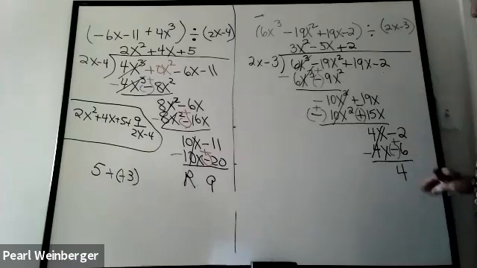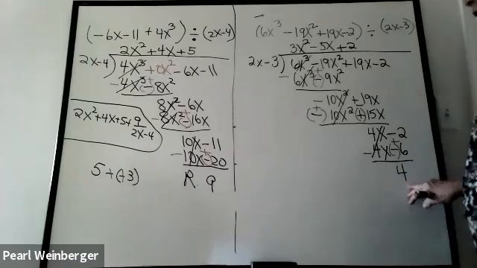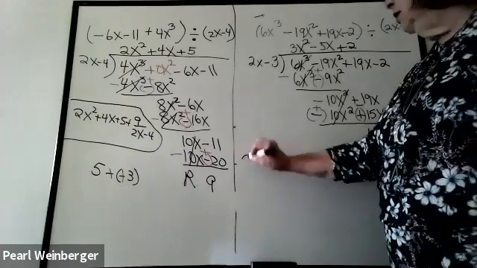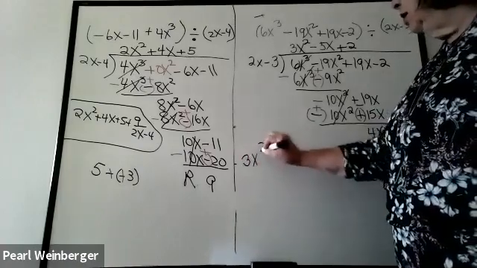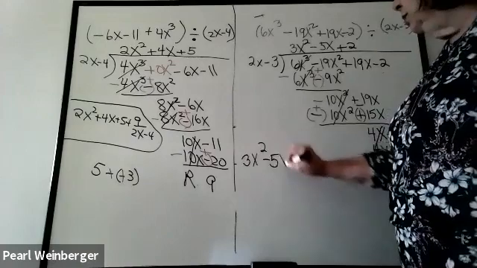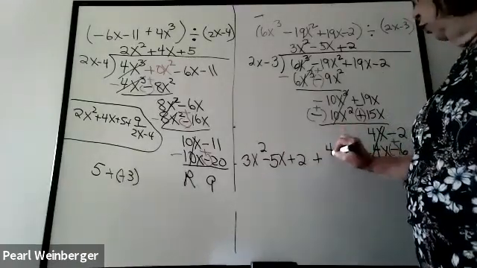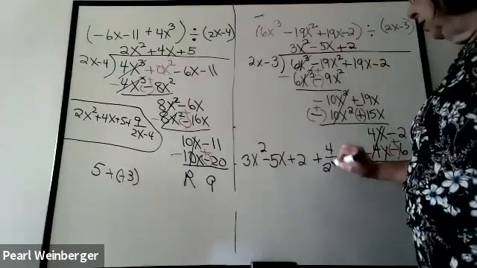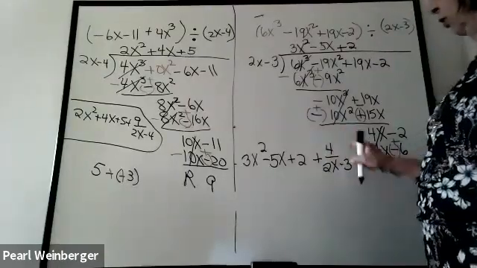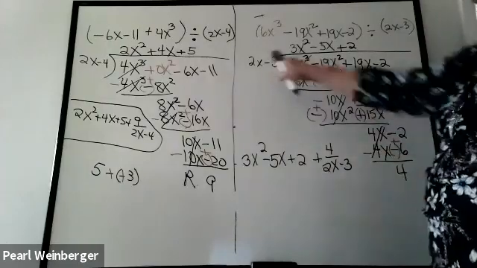There's nothing more to bring down. This is my remainder. So my answer comes out to be 3x squared minus 5x plus 2 plus my remainder, which is 4 over 2x minus 3. Put the remainder over the divisor.